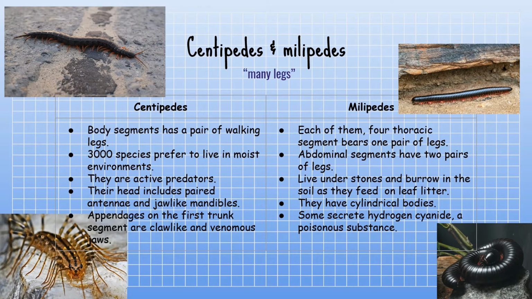Moving to the second one, millipedes. Each of their four thoracic segments bears one pair of legs. Abdominal segments have two pairs of legs. They live under stones and burrow in the soil as they feed on leaf litter. They have cylindrical bodies. Some secrete hydrogen cyanide, a poisonous substance.